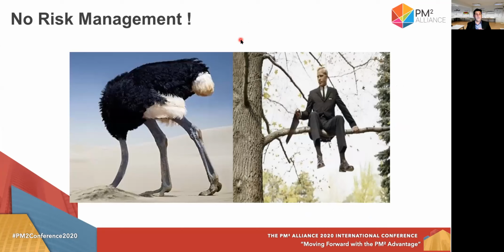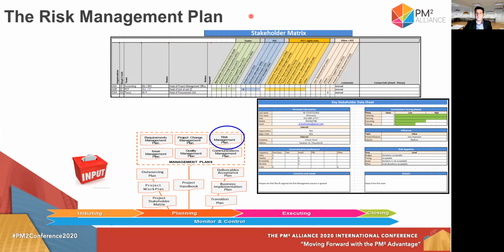Also, if we don't apply risk management in our projects, the result will be one of these 2 pictures. Like an ostrich, hiding our heads inside the sand because we think that if we don't see something, it will never happen. But also, we might be sawing the log that we are sitting on, like the gentleman is doing in the picture on the right, and the results are obvious. So risk management is a necessity.